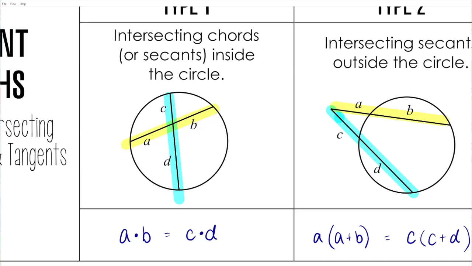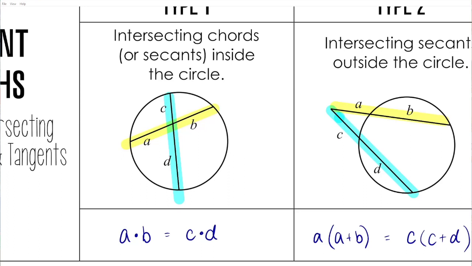Why could this not be a tangent? Why would it not be a tangent? Anybody know? Tangent only touches it at one point, and it touches it where? On the outside. So this is an intersecting on the inside, so that's not going to work. So this can only be chords or secants. Most often you will see it as chords.